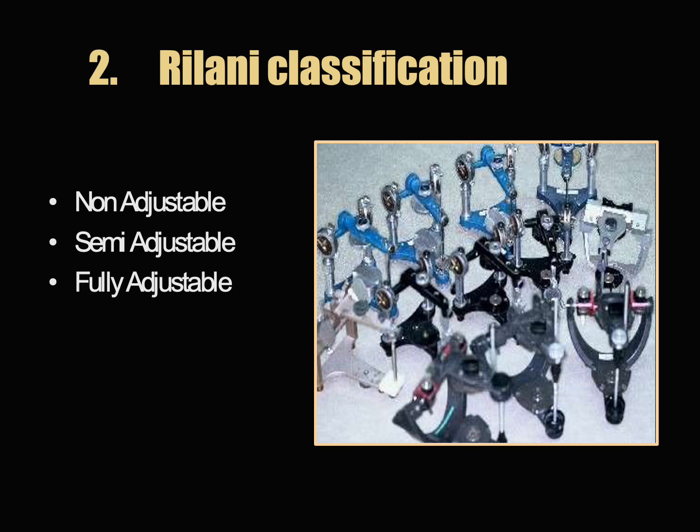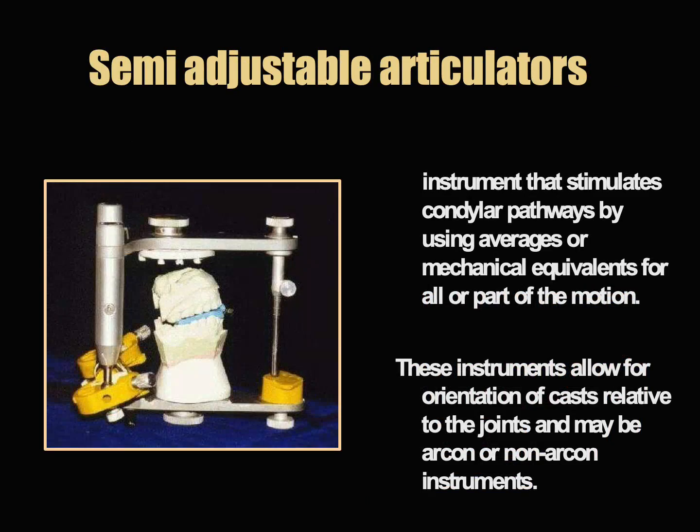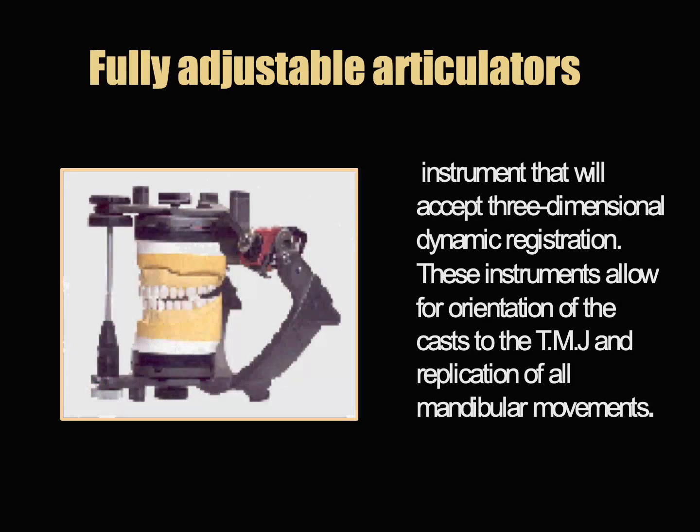Coming on to Rilani's classification, he classified articulators as non-adjustable, semi-adjustable and fully adjustable. Non-adjustable articulators are simple holding instruments capable of accepting only static registrations; only hinge motion or vertical opening and closing movements are possible. Semi-adjustable articulators simulate the condylar pathways by using average or mechanical equivalence. These instruments allow orientation of the cast with the help of a baseboard. Fully adjustable articulators accept 3-dimensional registration. These instruments also permit the use of baseboards. With these fully adjustable articulators, use of kinematic baseboard is possible and the incisal guides can also be customized.